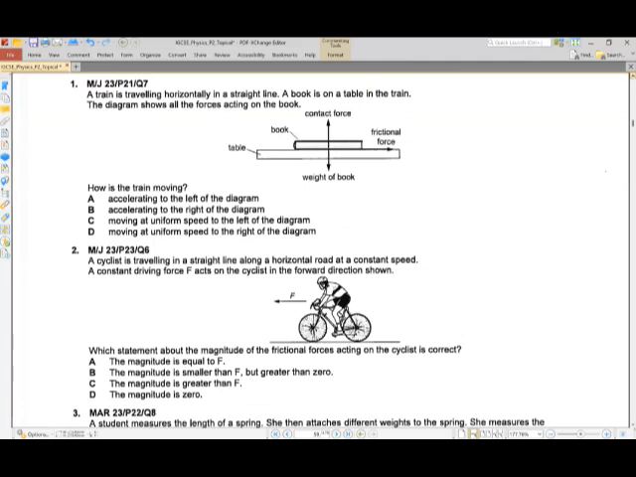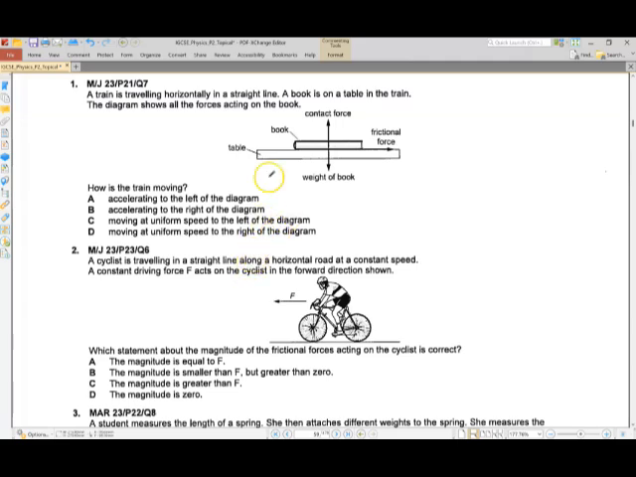Question number 1. A train is traveling horizontally in a straight line. A book is on a table in the train. The diagram shows all the forces acting on the book. How is the train moving? Accelerating to the left of the diagram, accelerating to the right of the diagram, moving at uniform speed to the left of the diagram, and moving at a uniform speed to the right of the diagram.